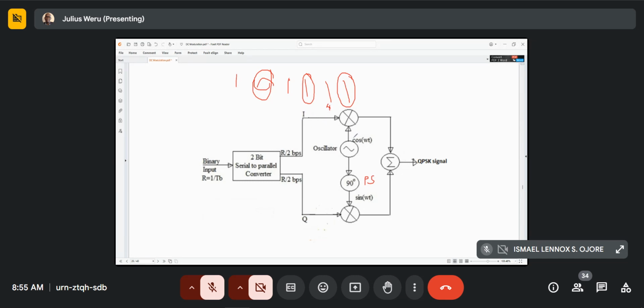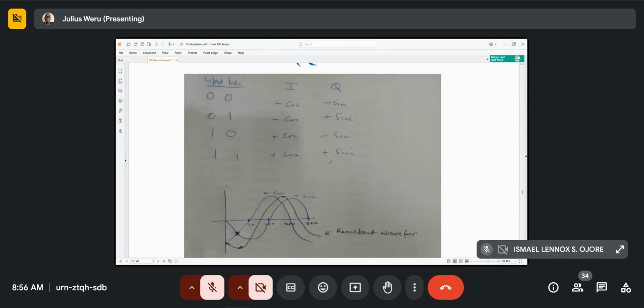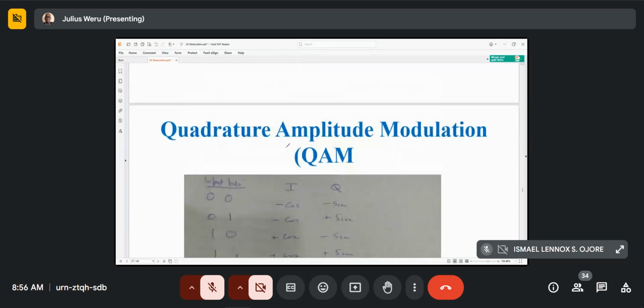Because this one is the in phase, we are considering cosine to be in phase, and sine to be the quadrature. It is 90 degrees off the cosine. So you have that, and of course you combine the output, and that's what you transmit. That's a QPSK signal. The concept can be demonstrated very easily here.